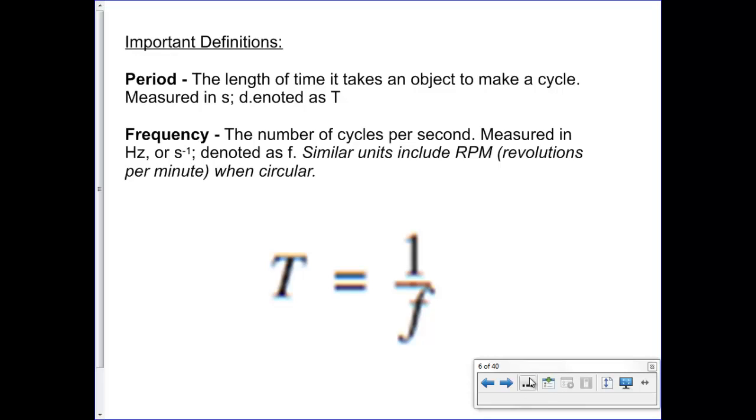I'll just read off of here. Period is how long it takes an object to make a cycle. So if you had a pendulum and I pull it all the way out here and then let it swing there and back, that would be one cycle. Does that make sense? There and back, another cycle.